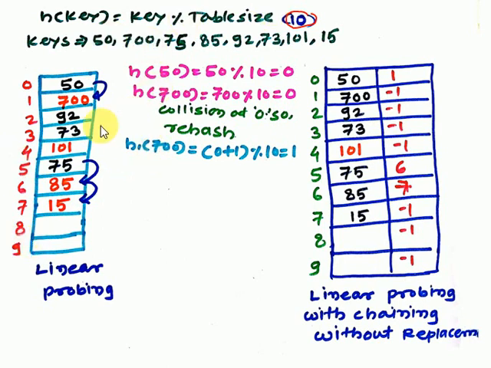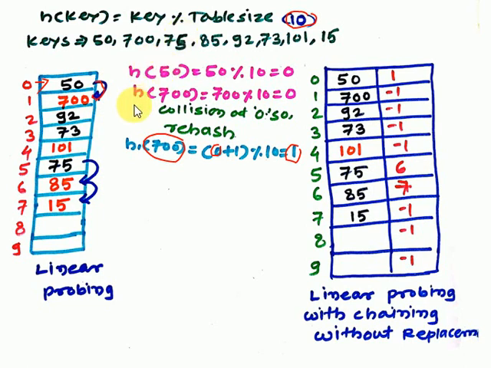So 50 mod 10 is 0, so at the 0th index 50 gets stored. Next is 700. Now 700 mod 10 is 0, but a collision occurs here. So what we'll do now is find the next index location: the initial hash value 0 plus 1 mod 10 is 1. So the next index is 1, and at index 1 we store the 700. Actually 700 belongs to the 0th index, but since it is stored at the first index, we are giving here a chain.